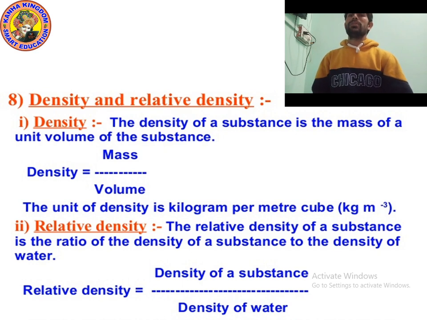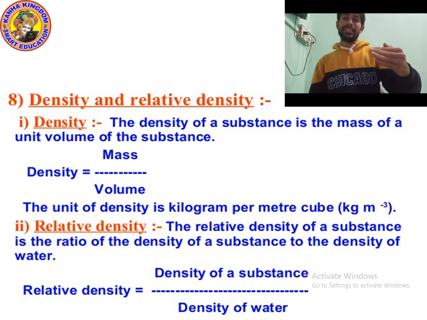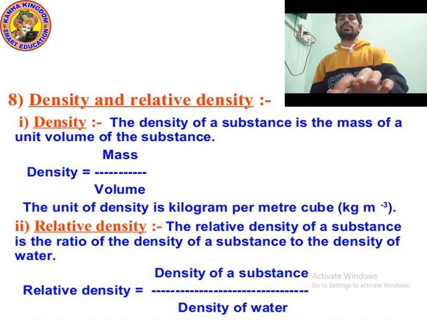Okay. Because relative density is actually a ratio of similar quantities, that's why it has no unit. We are dividing the density of the substance by the density of water, that's why it has no unit.